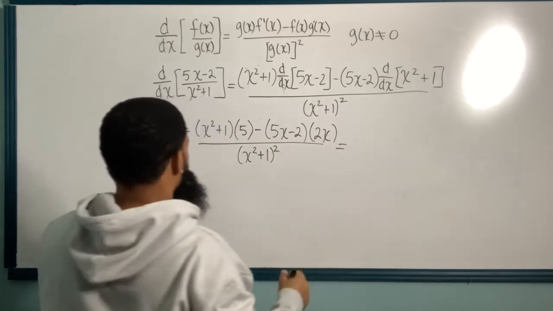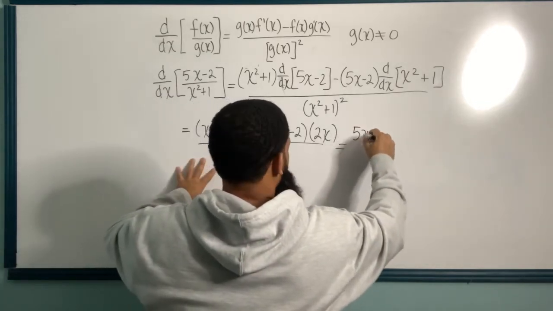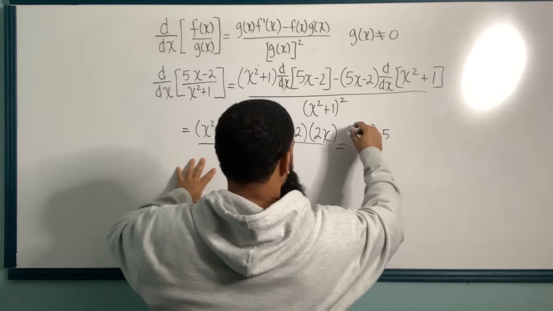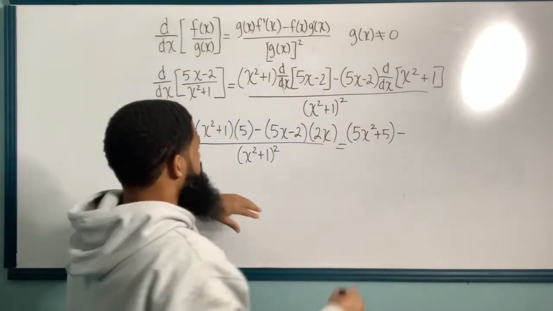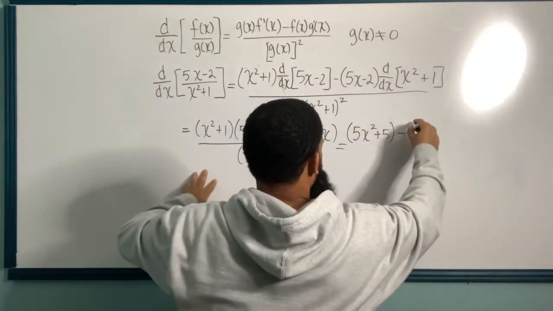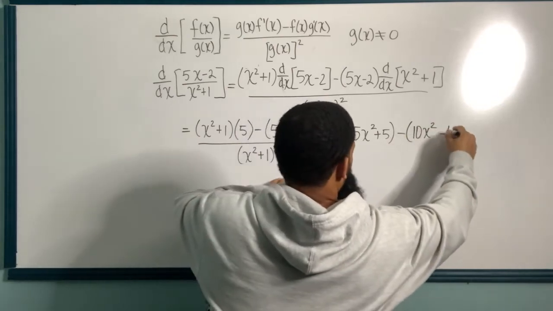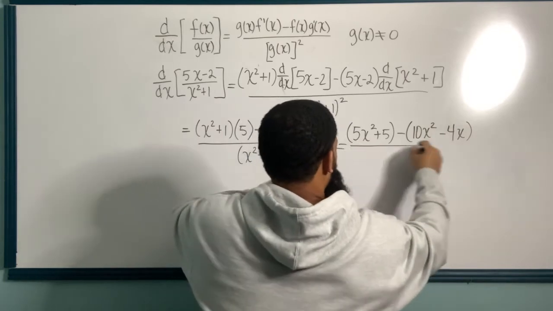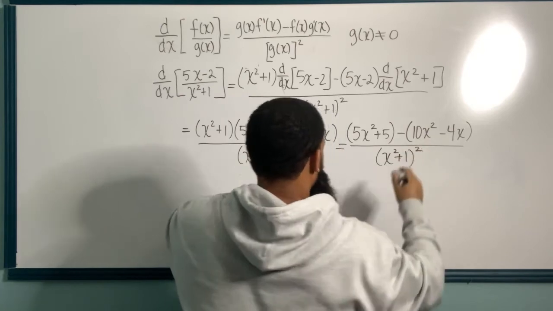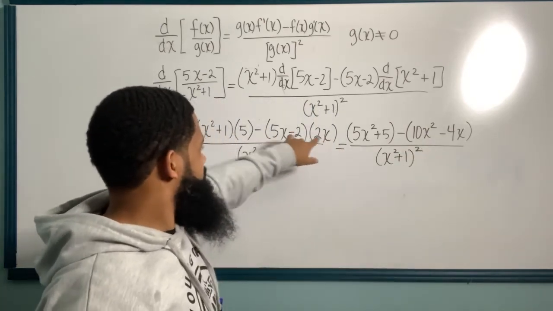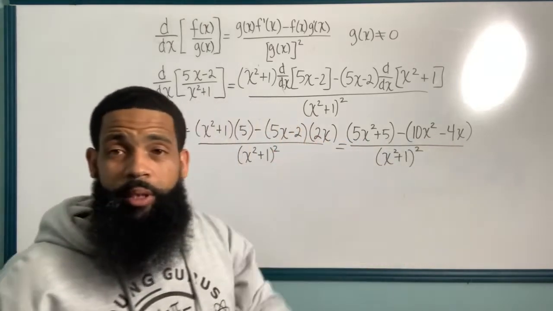All right, now let's simplify. If we distribute the 5 times x squared plus 1, we get 5x squared plus 5. And then we're going to say minus, we'll distribute this 2x to the 5x minus 2. So 2x times 5x is 10x squared, and then minus 4x. Let me double check behind myself, because when you do these long problems like this, you can easily get caught up. So 2 times 5 is 10. x times x is x squared. 2 times 2 is 4x. Boom, let's keep it moving.